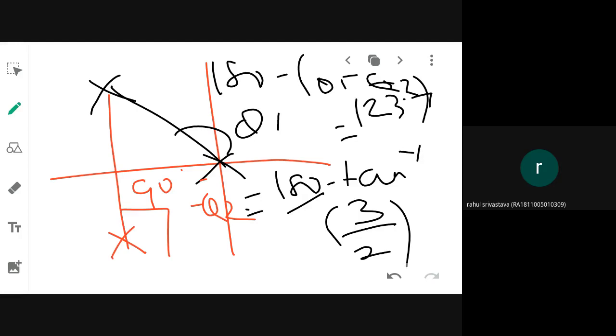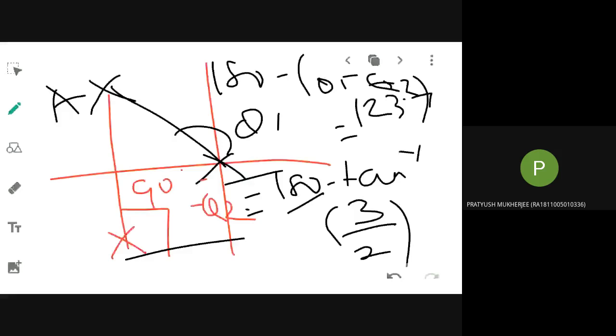What are theta 1 and theta 2? They are angles of vectors drawn from the open loop poles. This is pole number 1, pole number 2. From those you have to draw lines to point A, mark the angle, and sum it up. That will be the second term.